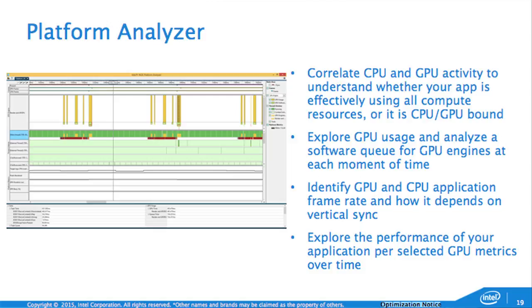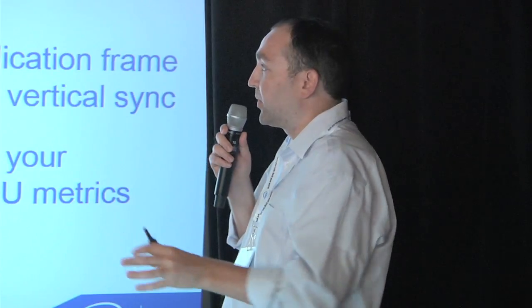All right, Platform Analyzer, next tool. The Platform Analyzer tool is great for monitoring CPU and GPU activity at the same time. This tool helps you figure out how efficiently you're using your CPU and GPU resources. Often there are cases in early development where we have unbalanced workloads. We either have too much work going on the GPU and the CPU sitting idle, or the CPU is doing too much work and the GPU is sitting idle. This tool really quickly helps you figure out which one of those situations you're in.